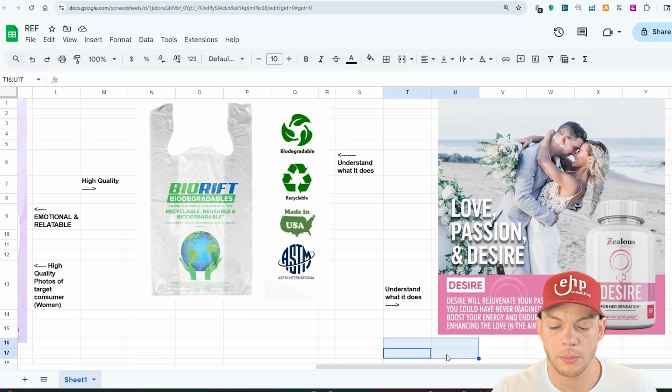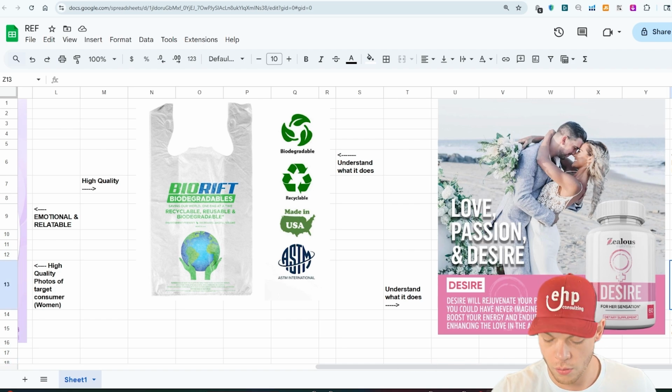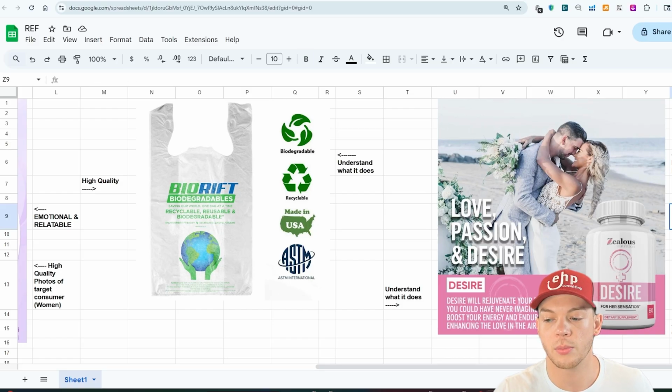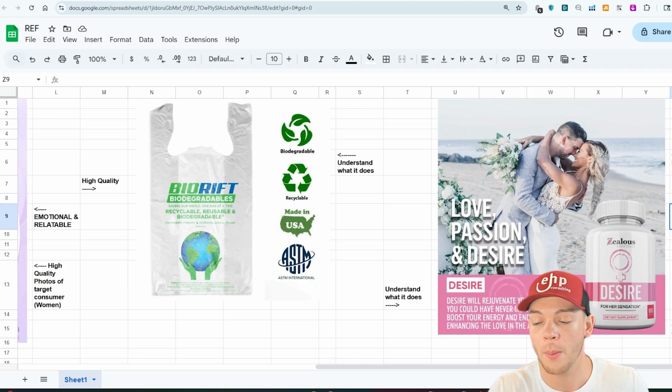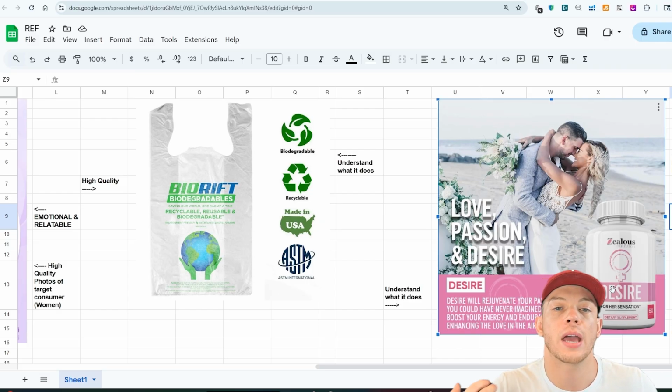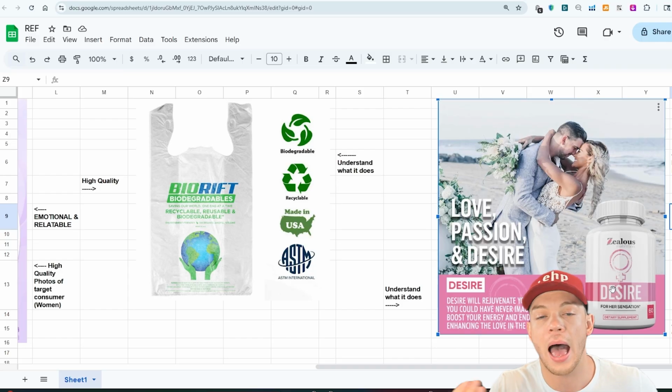Another one, here's a supplement all the way to the right. Again, this one's emotional and relatable. This supplement does not help you get married, right? But we're putting a happy woman in there, she's getting married. And the supplement is for women, and it's going to help produce those emotions and make them want to buy the product even more, because they're like, maybe if I take this, I'll feel like her, or I'll be able to experience what she's experiencing, right?